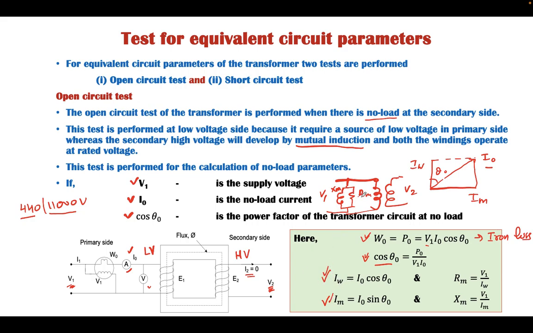Because Rm and Xm are connected in parallel with V1, we can easily calculate Rm. Rm will be equal to the applied voltage divided by Iw. Iw we calculated from this relation, whereas Xm can be calculated by knowing the value of the applied voltage, that is V1, divided by Im, and Im is calculated using this relation.